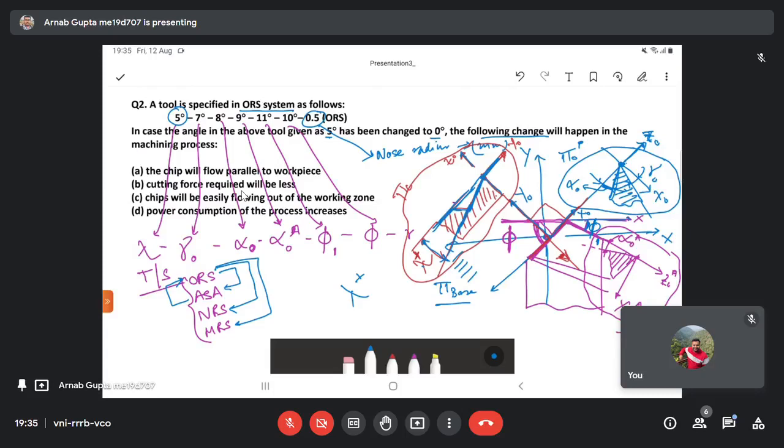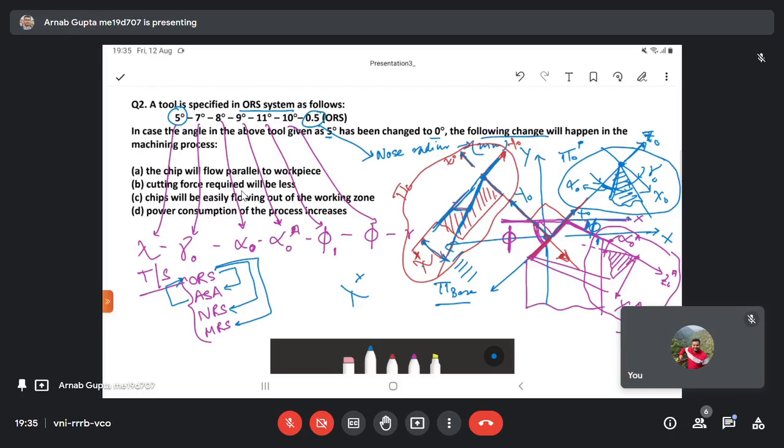If your chip is able to flow easily, first of all, your tool will be able to make contact with the workpiece at an angle. Due to this angle of attack, you will get your forces reduced. If the tool would have attacked the workpiece like this, then the forces required for cutting would have been higher. So you are attacking the workpiece like this. This angle is called the inclination angle.